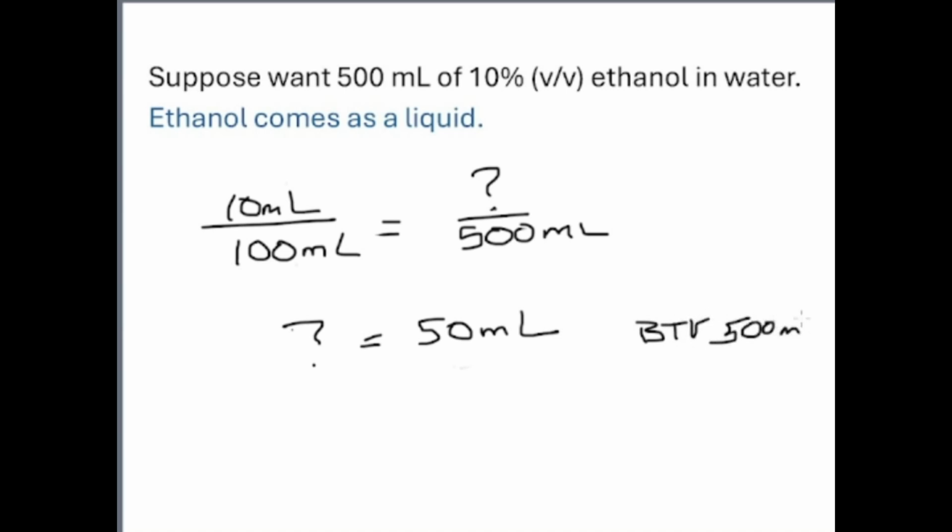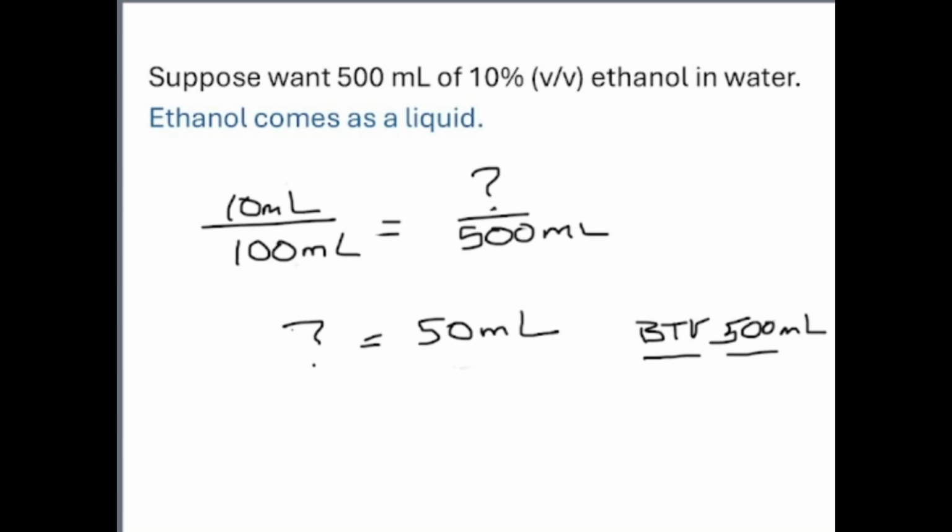And I want to point out here that this is a situation where it's important to actually bring it to volume. So you might think, well, if I need 50 mils of ethanol, then I need 450 mils of water. So I'll just measure out 450 mils of water and 50 mils of ethanol. And it turns out that when those two combine, you probably would not get exactly 500 because of the way they interact with each other. So it's important to bring it to a volume using a graduated cylinder or maybe a volumetric flask.